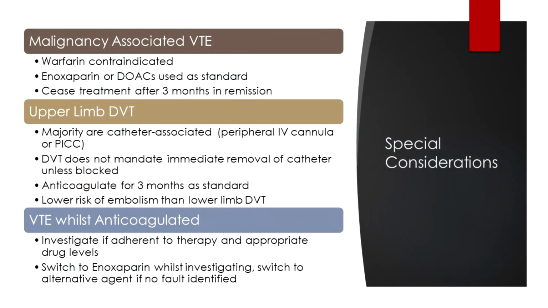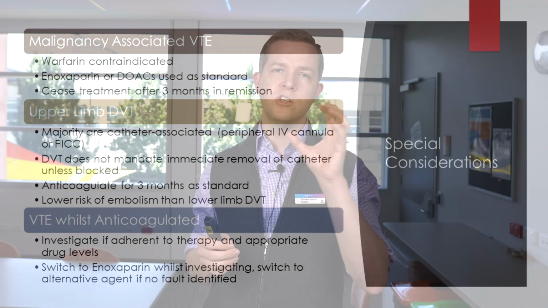So we would generally switch to enoxaparin during that period of investigation, whilst we're working out whether their existing anticoagulant option was actually effective. If we find that there were issues with adherence or the drug level was low and we found a cause for that, we address that cause and continue on the same agent, if that's still the right agent for the patient in that circumstance.